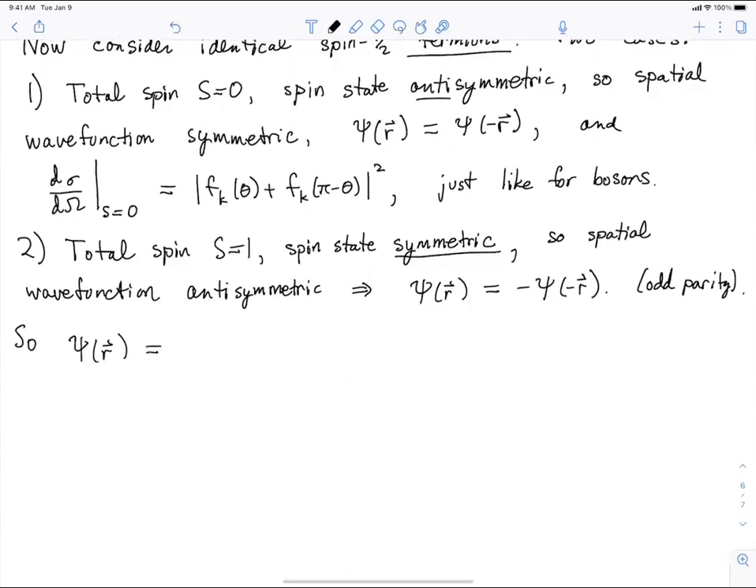So this time psi of r is going to be e to the i k dot r. That's really e to the i k z in most cases. I'm allowing here for the possibility that my beams might not be in the z direction. But anyway, there has to be a relative minus sign between them. And the same thing for the scattering amplitude part. So there's an f_k of theta minus an f_k of pi minus theta instead of a plus sign. And then there's the radial part that stays the same.